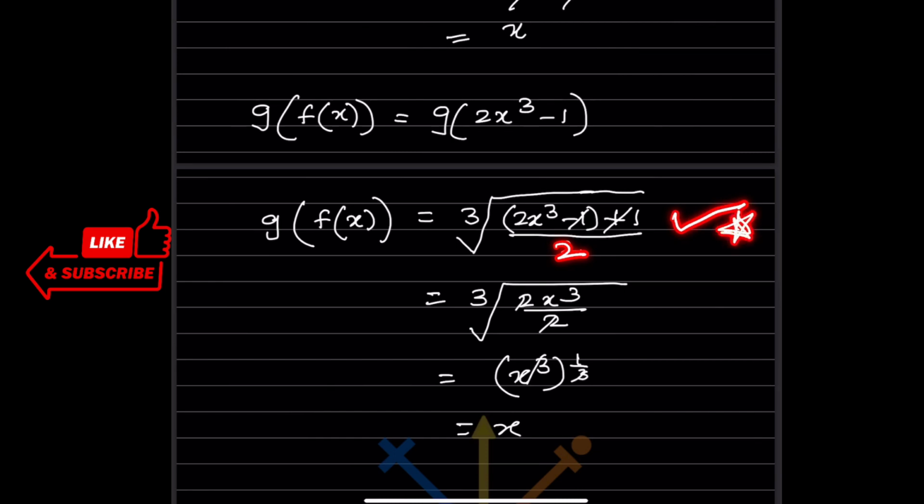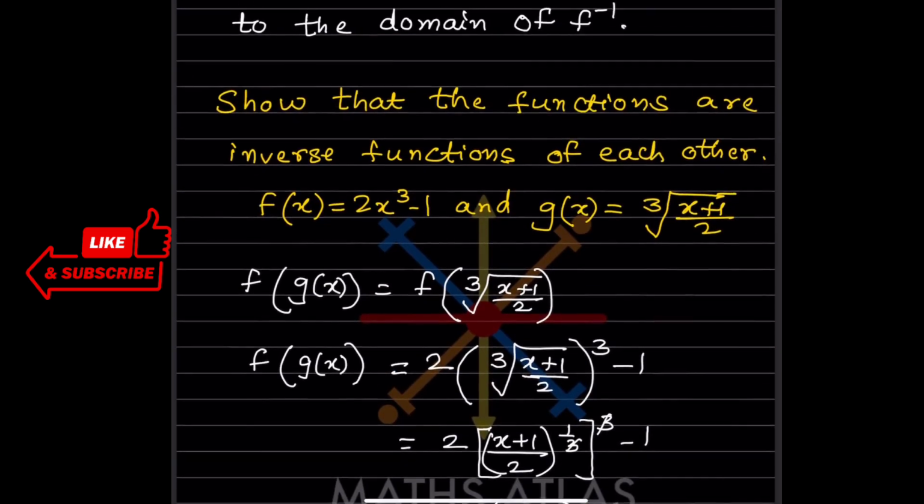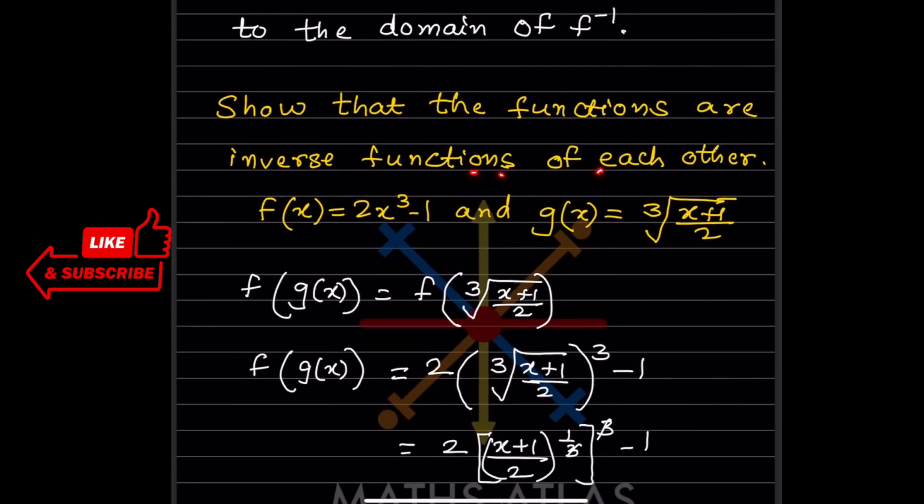Watch this step again. This minus 1 plus 1 gets cancelled. Remaining is 2x cubed by 2, so this is the cube root of 2x cubed by 2. Now this 2 and 2 get cancelled. Then you will remove this root sign, so that will be x cubed to the power 1 by 3. Now this 3 and 3 cancel, because 3 into 1 by 3 is 1, so the value is x. Hope you got this one. Both the values are x. So that is how we show that the functions are inverse functions of each other.